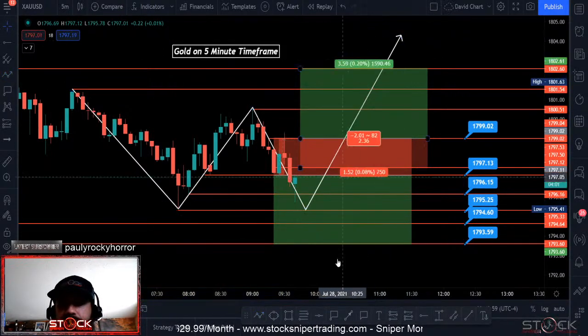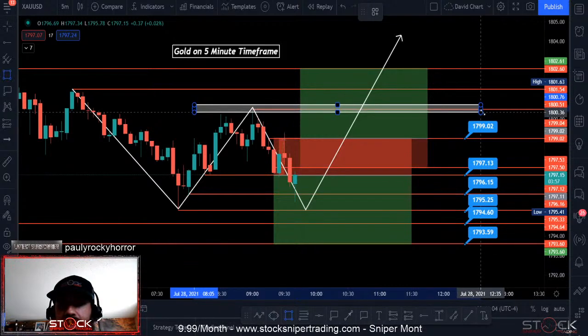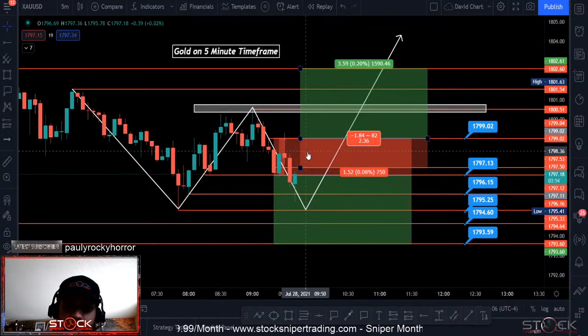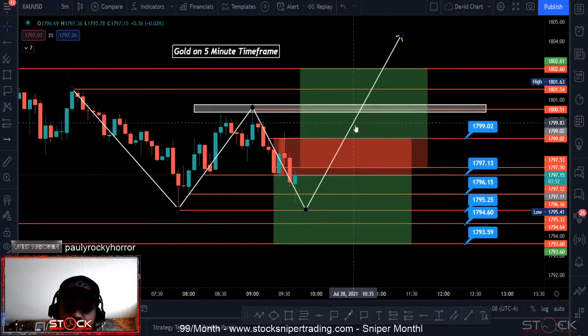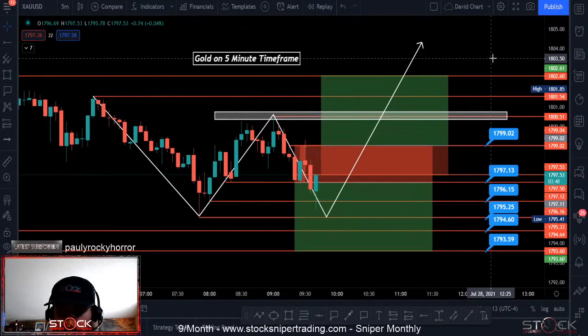Guys, where this is potentially going to really pop out, if it does, is right here. This is a neckline break. So keep that in mind. This is an early entry right here if you're getting in on a buy, because it could get rejected. But let's just wait and see how this forms.